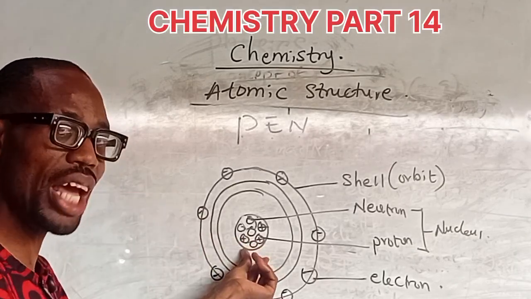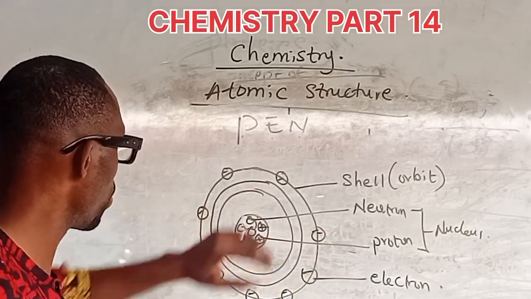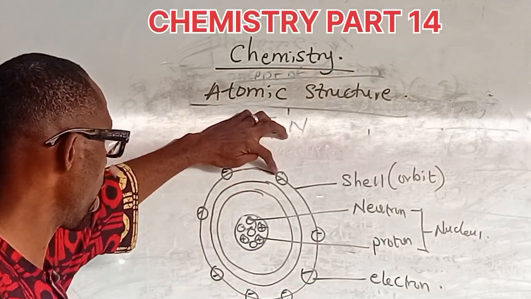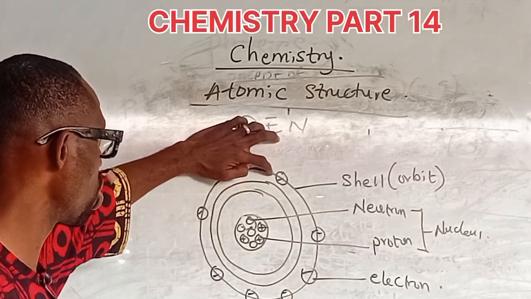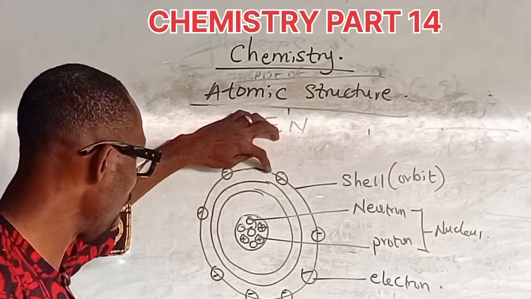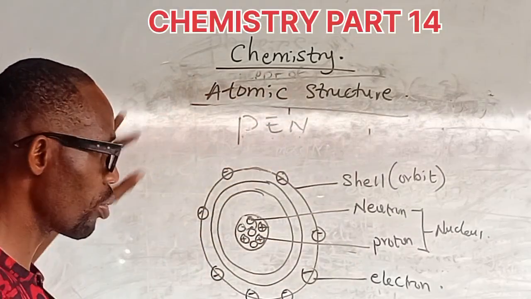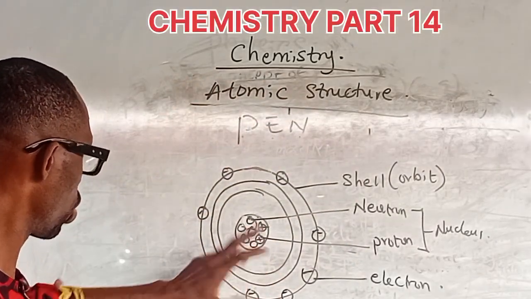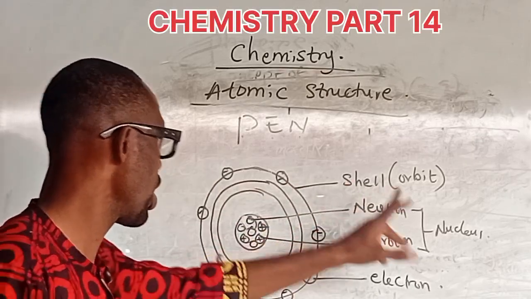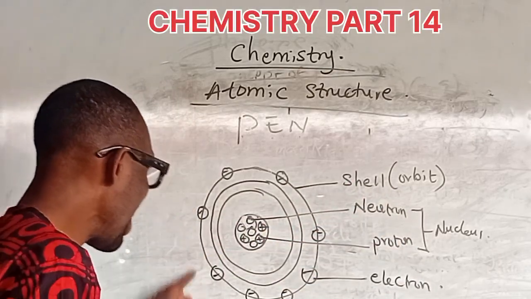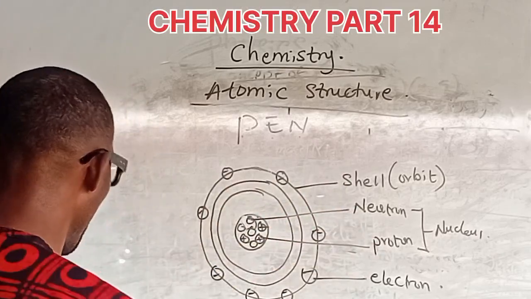Inside, where the mass of the atom is concentrated, you have the proton and the neutron. Also, you have the outer part where the electron revolves around the nucleus, which is the shell. And that subparticle that revolves around the nucleus in the shell is called the electron. The part it revolves around is what we call the shell or the orbit.